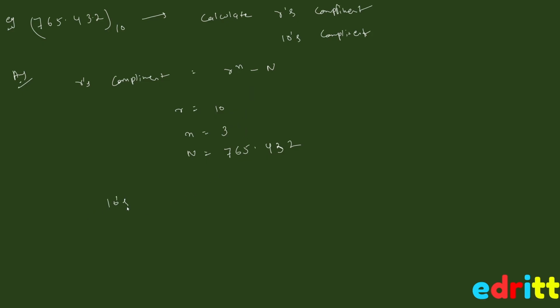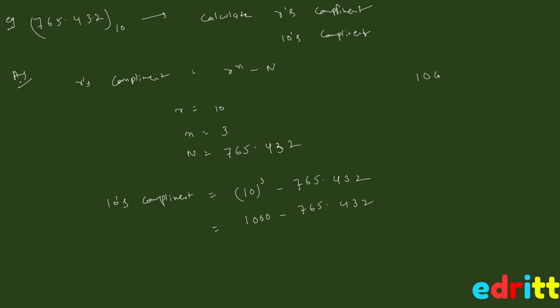So my tens complement will be equal to r raised to power n, which is 10 to the power 3, minus 765.432. Now this is in decimal form, and this is also in decimal form, so this will be 1000 minus 765.432. Now go back to your kindergarten and see how we used to solve these problems.